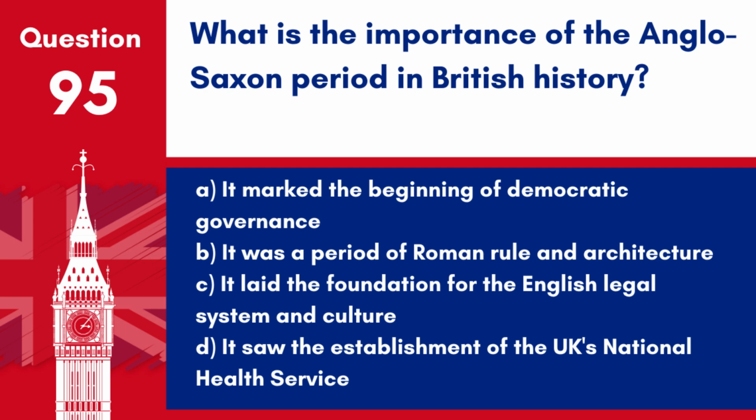Question 95. What is the importance of the Anglo-Saxon period in British history? A. It marked the beginning of democratic governance. B. It was a period of Roman rule and architecture. C. It laid the foundation for the English legal system and culture. D. It saw the establishment of the UK's National Health Service. Answer: C. It laid the foundation for the English legal system and culture. The Anglo-Saxon period is important in British history for laying the foundations of English society, legal system, and culture.